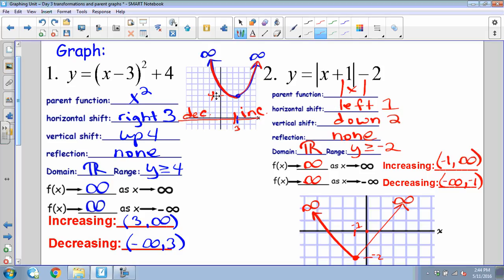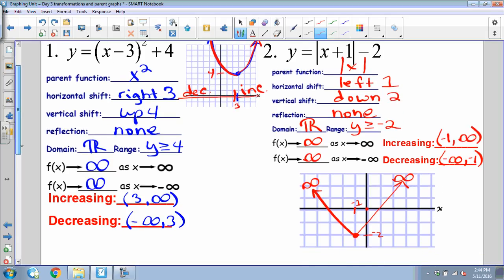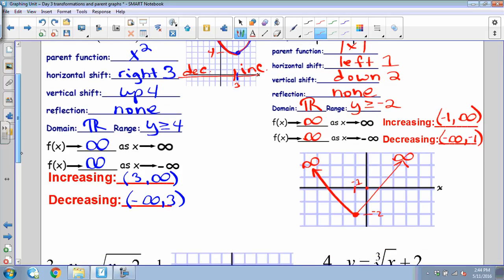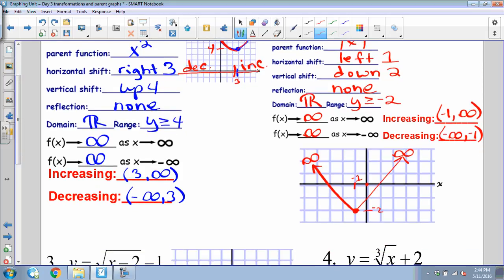Okay? For number 2, the parent function is absolute value of x. It's shifted left 1 and down 2. There is no reflection. The domain, it's all real numbers as you go from left to right. The range is y greater than or equal to negative 2. The end behavior is infinity on both ends. And when we're talking about our increasing and decreasing, it's decreasing up to negative 1, and it's increasing from negative 1 all the way to infinity.